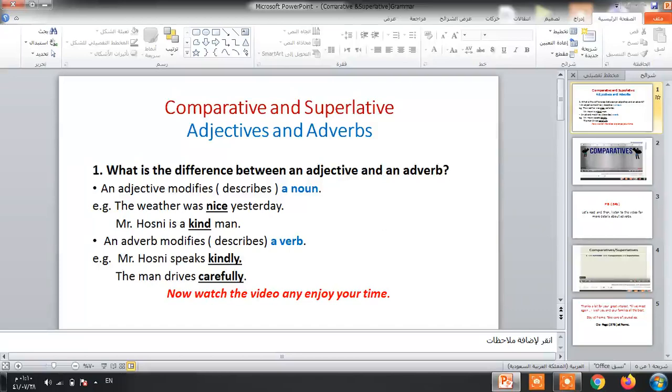The other example is the man drives carefully. The man drives carefully. Carefully is an adverb. It describes what? Describes the man or drives? Well done. Good. It describes drives. Drives is the verb.